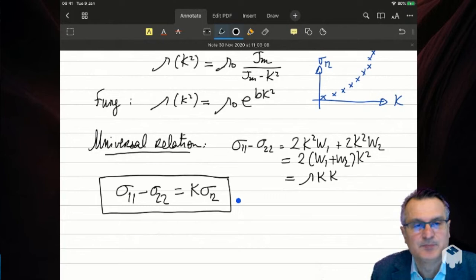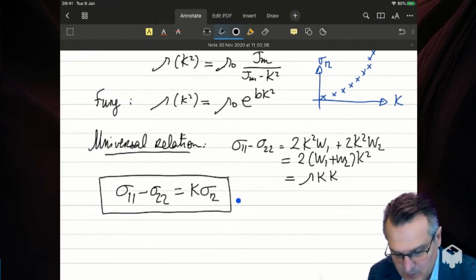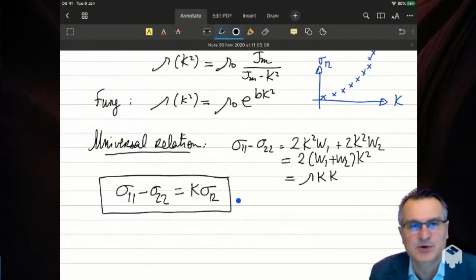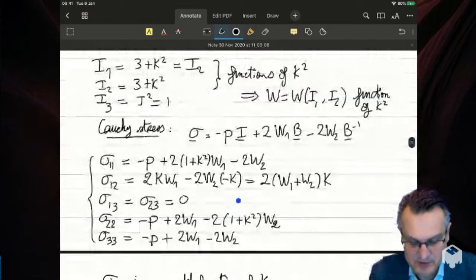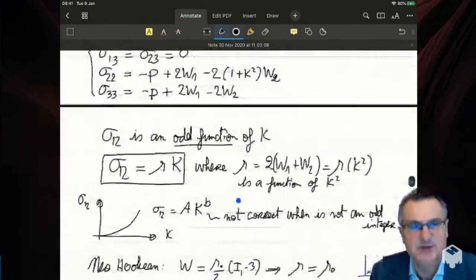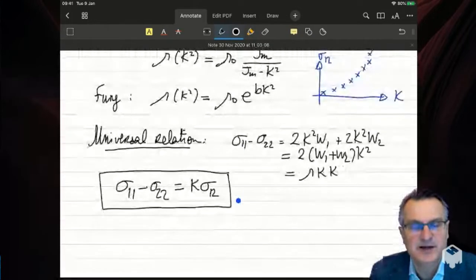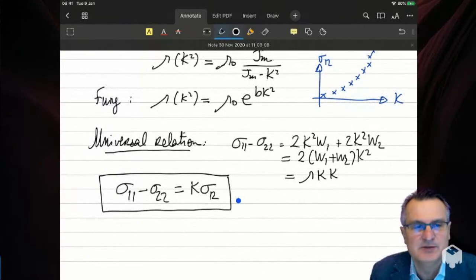So in the assignment, you asked to prove this relationship using another equation, which was the fact that B and T commute for isotropic material. But you can also write it directly from doing this subtraction, sigma 11 minus sigma 22. And that's the relationship between the normal stresses, sigma 11 minus sigma 22, and the shear stress, sigma 12. Very nice.